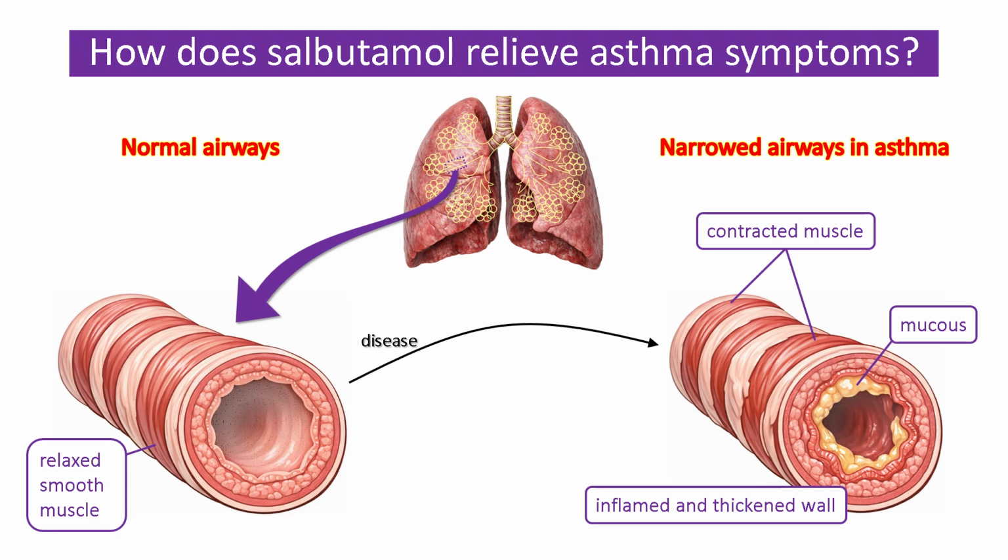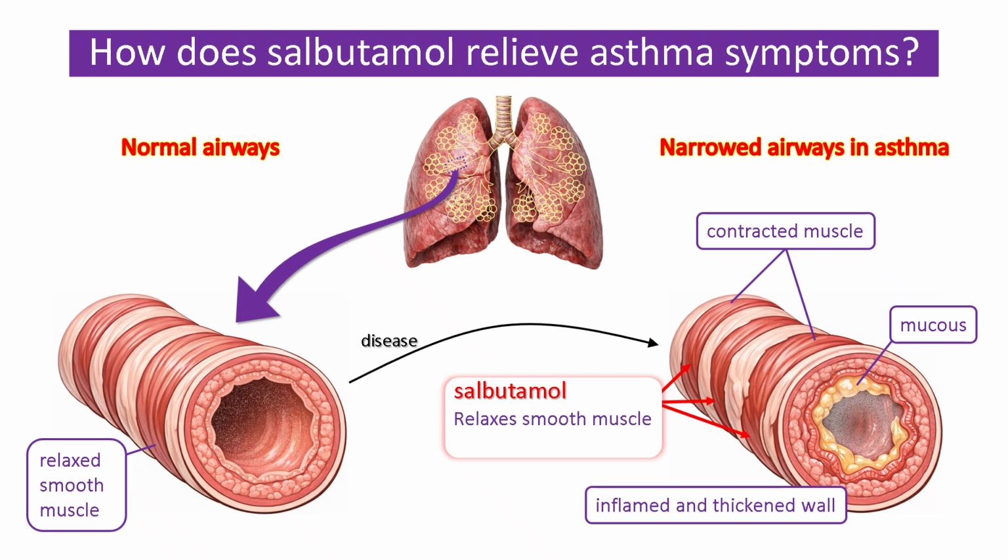So, how does salbutamol help? Salbutamol doesn't immediately remove the mucus or reverse the thickened wall. Instead, it targets the smooth muscle surrounding the airway. It causes this muscle to relax, which widens the airway and improves airflow within minutes. But how does it signal that muscle to relax so quickly at the cellular level?